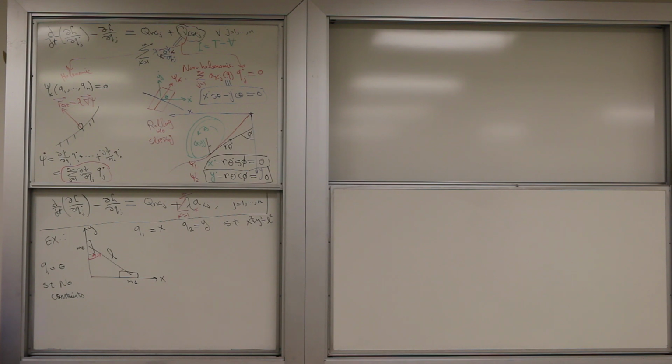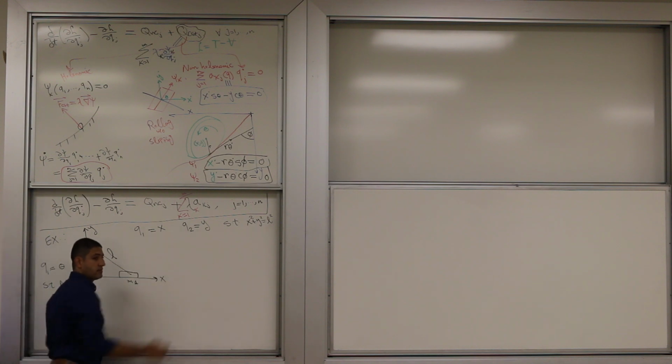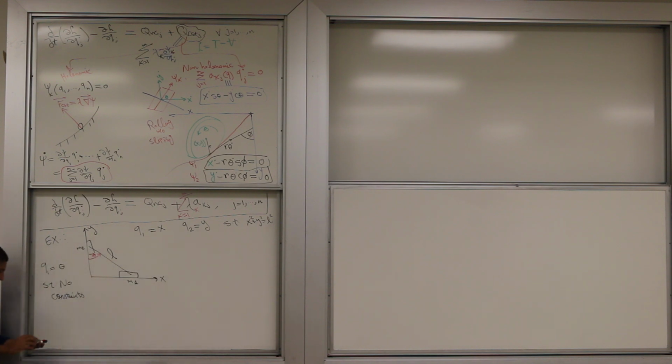Do you have any question? Yes, Jeff? Could you also write it in terms of theta as a constraint and use theta? Oh yeah, you can do that, say x and theta. Yeah, sure. Any two degrees of freedom.